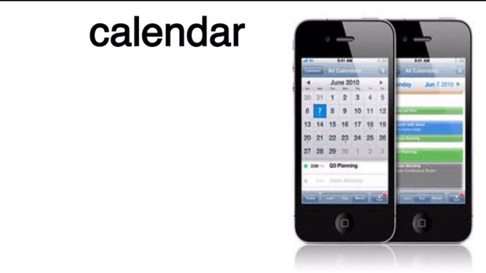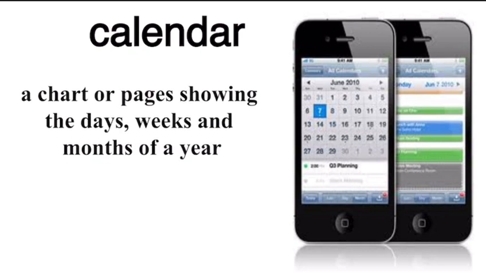Calendar. As you know, in the picture, this is the calendar of your mobile phone. The calendar is a chart or pages showing the days, weeks, and months of the year. Calendar.